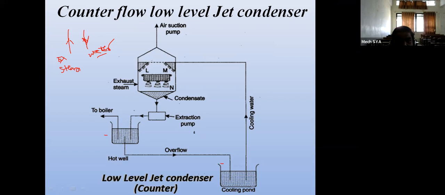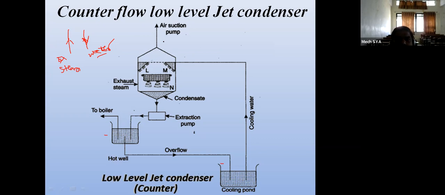During this, baffles are provided, and mixing takes place. After mixing, the density of the mixture becomes greater and it is stored at the bottom of the condenser. It is removed with the help of the condensate extraction pump and stored in the hot well. From the hot well, it is reused and supplied to the boiler, and the overflow is given to the cooling pond where it is cooled, and afterwards reused once again.